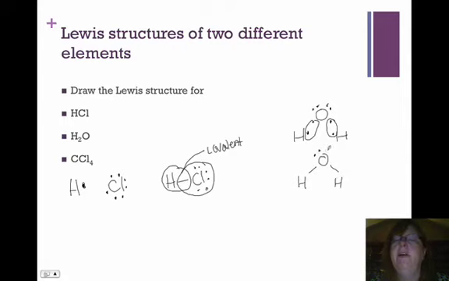In a later unit, we're going to learn how we know that this is bent the way that I have drawn it. Okay, so hydrogen has its 2 electrons, this hydrogen has its 2 electrons, and the oxygen has an octet.